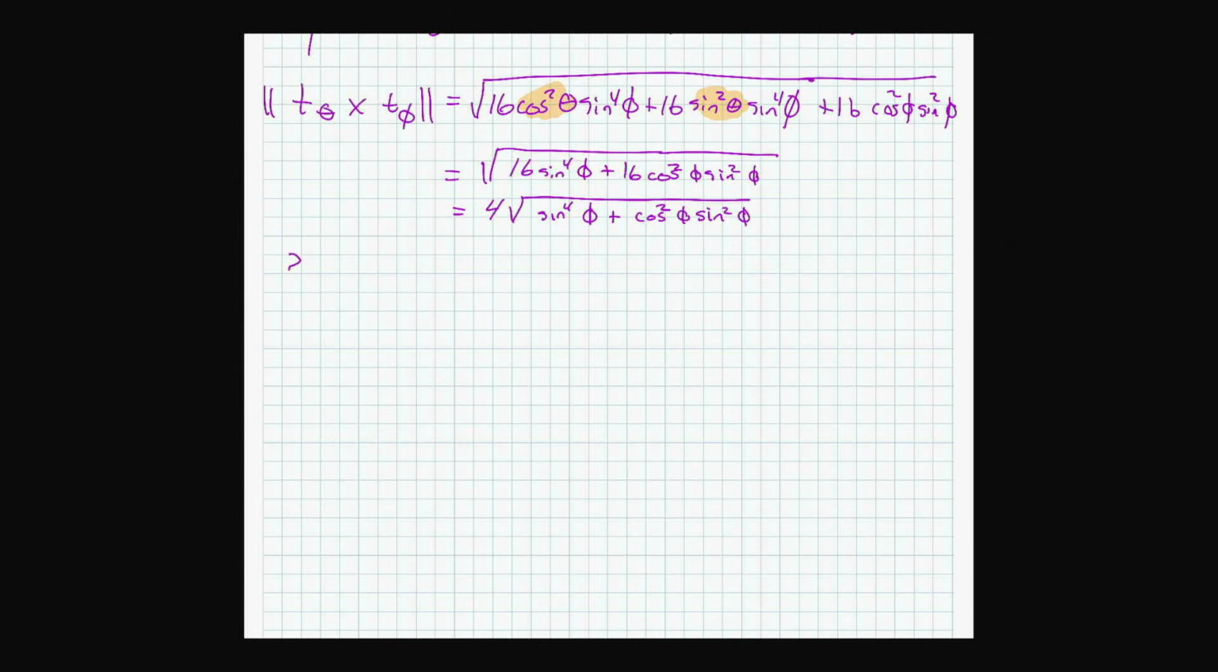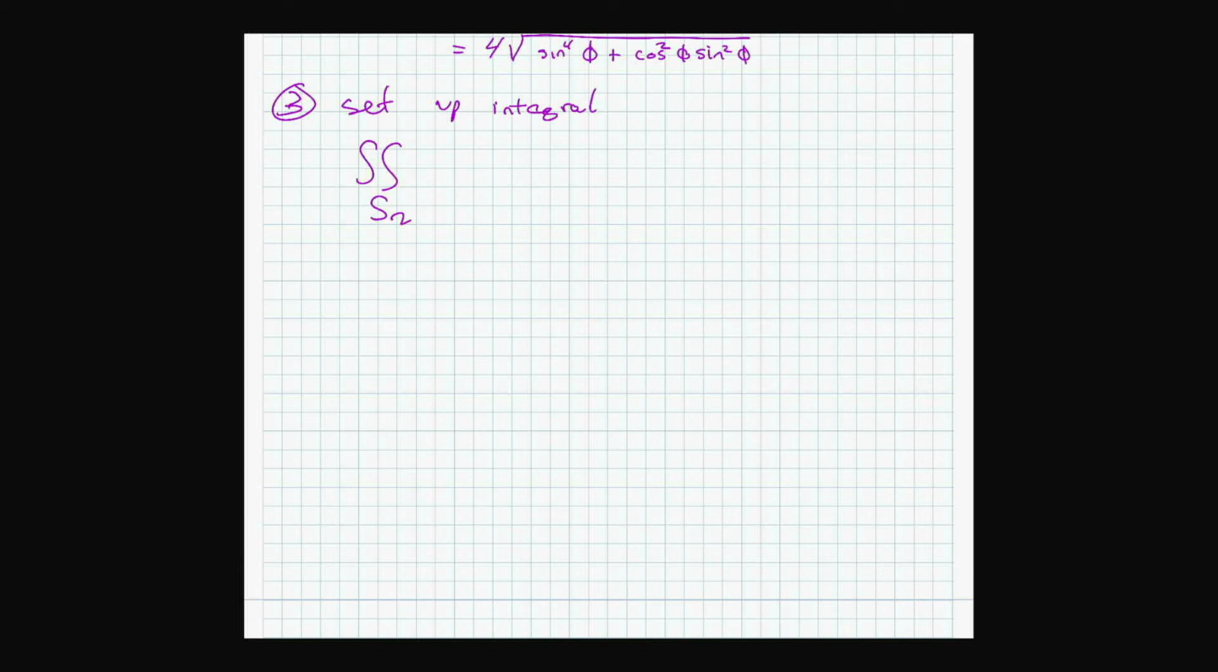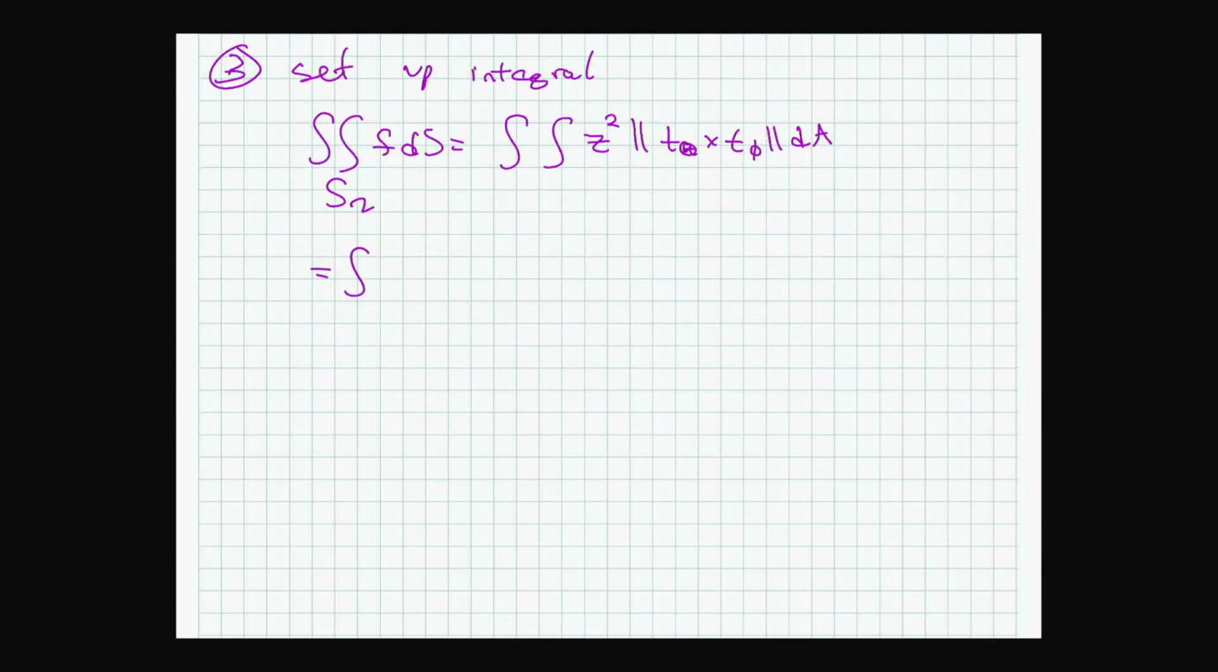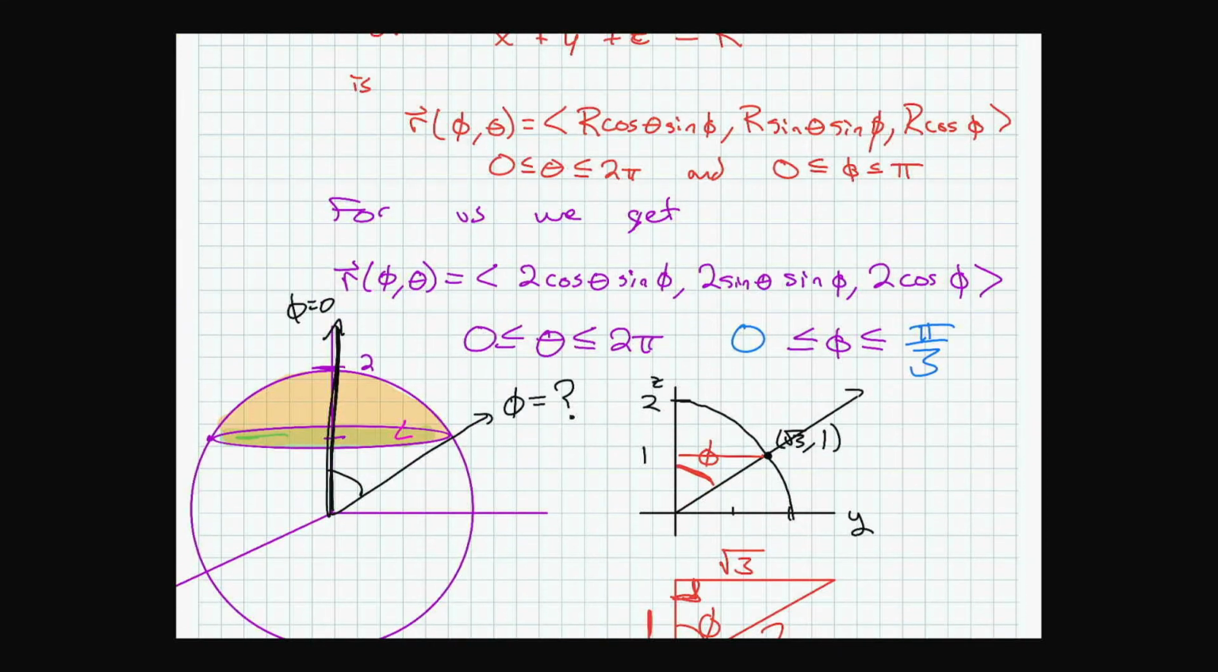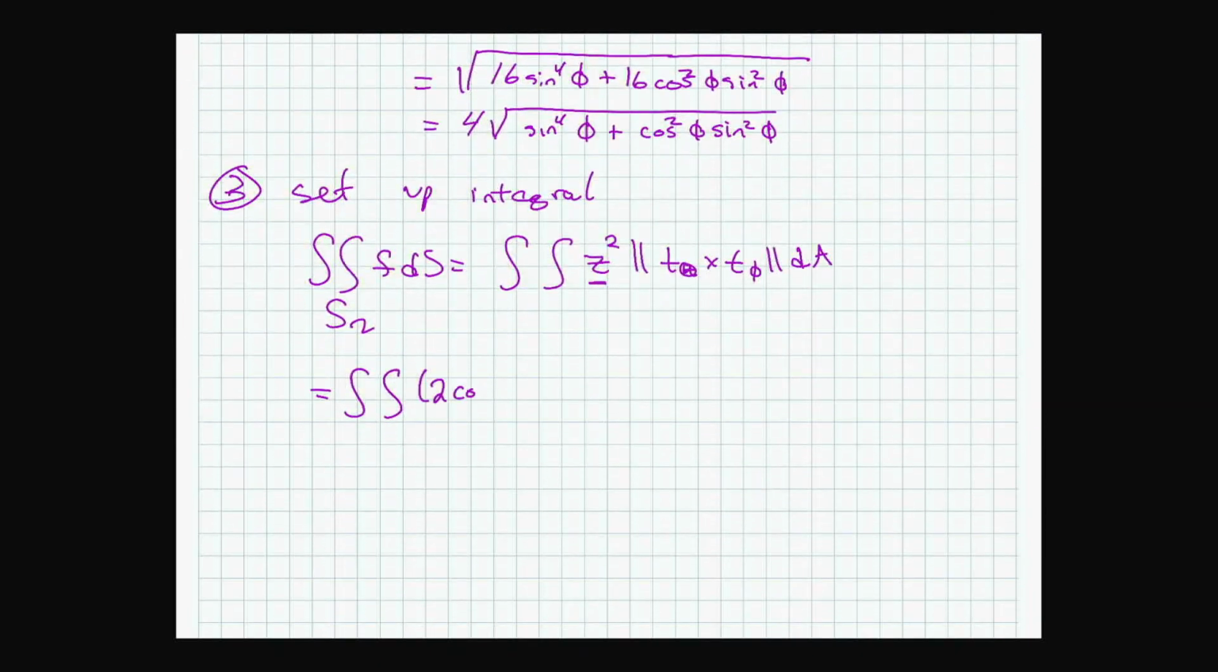Our integral then is a double integral over S2 of f dS, which is going to be a double integral over, what do we got? We have z squared, right? And then the magnitude of t theta cross t phi, and then dA, which is going to be d theta d phi. So z squared, what's z squared? Z squared is from our parameterization, right? So z is right here, 2 cosine phi. So that actually gets plugged in for the z. So 2 cosine phi squared, like that.